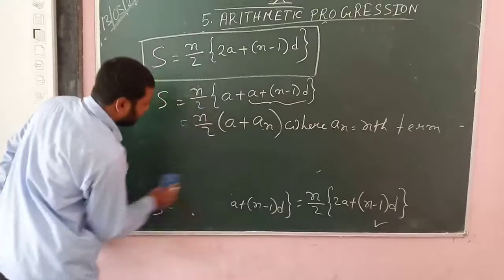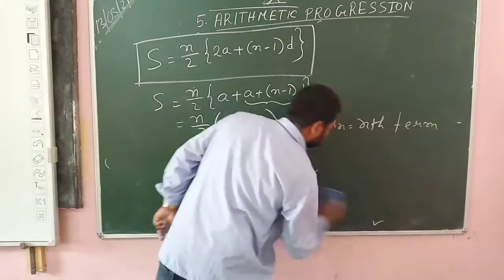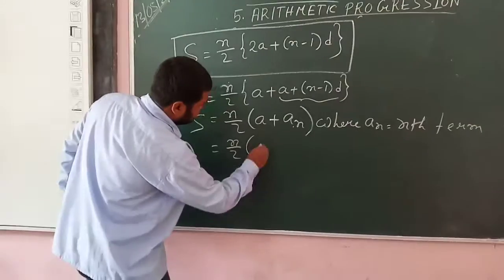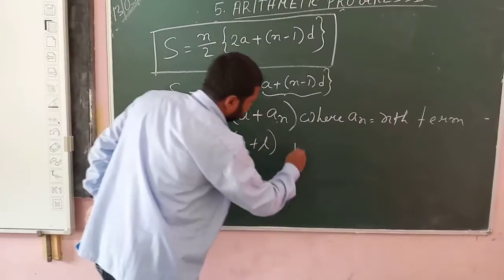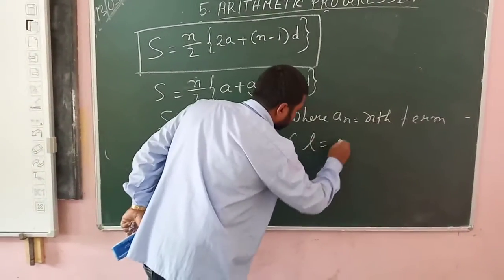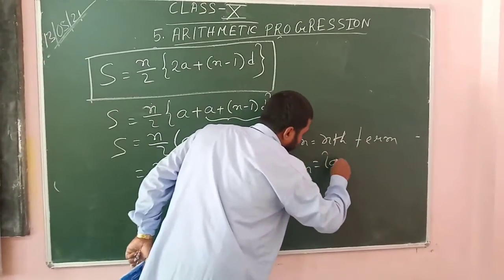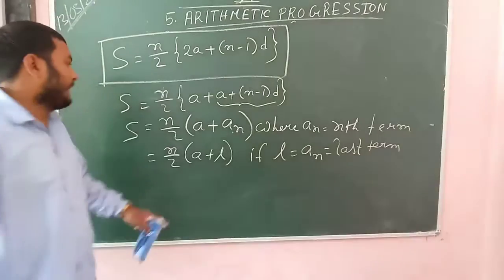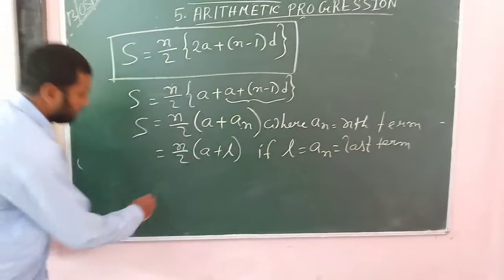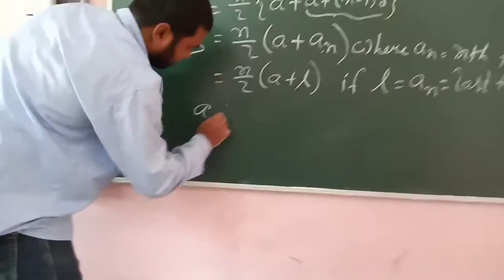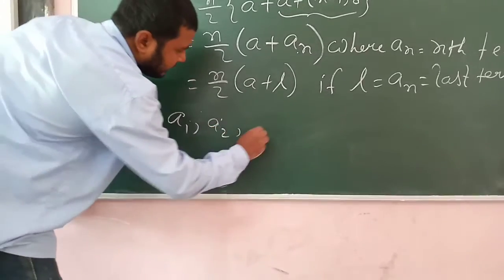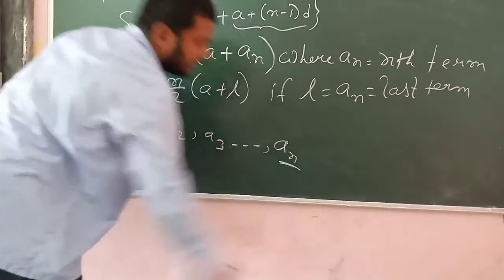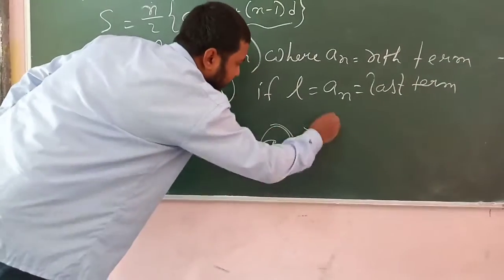So these are the few formulas you have to remember. Now in place of this an, we can write l, if an is the last term. Suppose a1, a2, a3 is the AP, up to an. After an there is no term, so this term is called the last term.